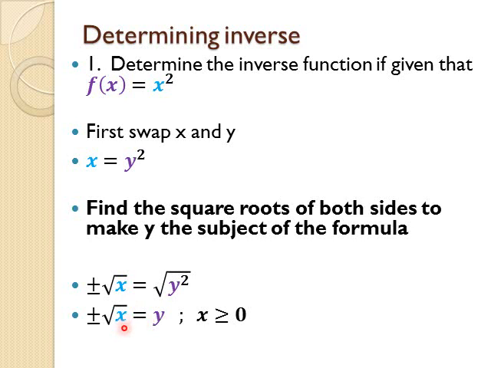But remember, from nature of roots, if the x value under the square root becomes negative, then we have non-real roots, so x must be greater than or equal to 0 at all times. I have to ensure that the value under the square root stays positive. Always swap x and y, because the inverse is a reflection about the line y = x.